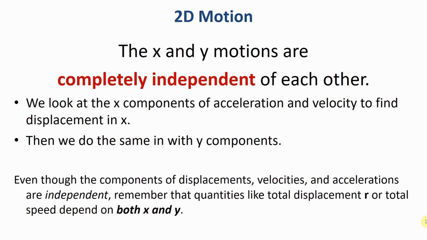Now, the X and Y components are independent, but if I do ask you for a vector like a total displacement or a total speed, that will depend on both the X and Y components. There will be sometimes we have to put the pieces back together.